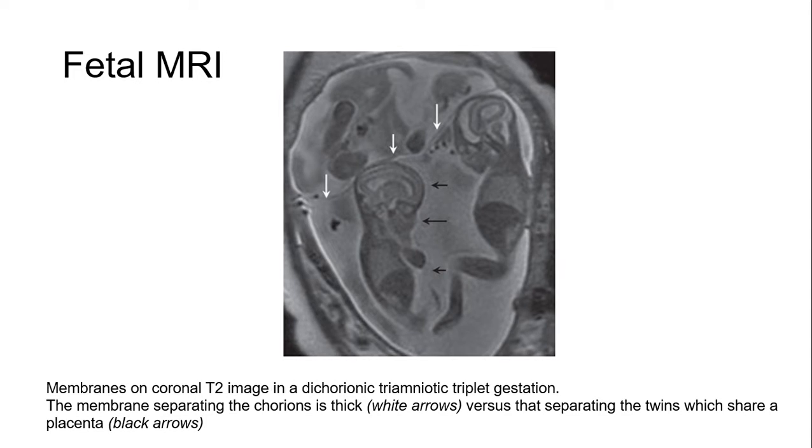On this MRI, you see three fetuses. 1 and 2 are here. This is a T2 weighted examination of dichorionic, 2 chorions, 2 placentas, and 3 amniotic triplet gestation.